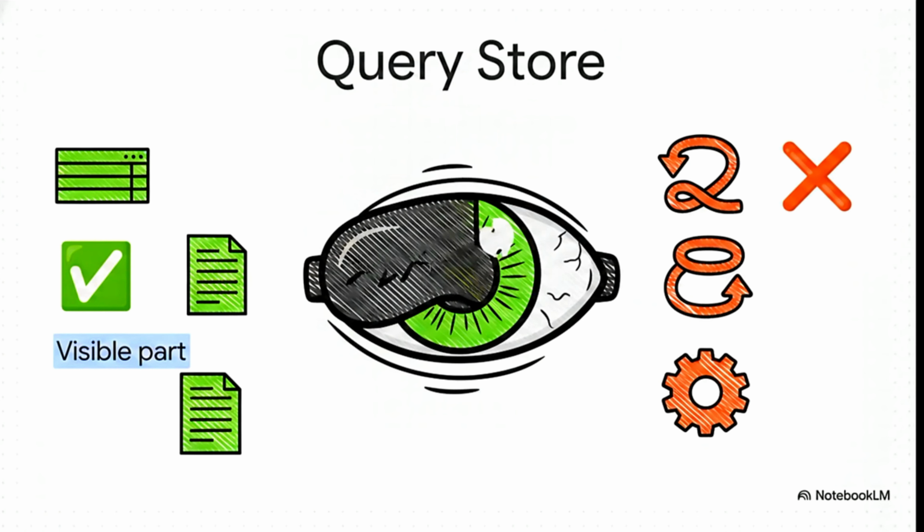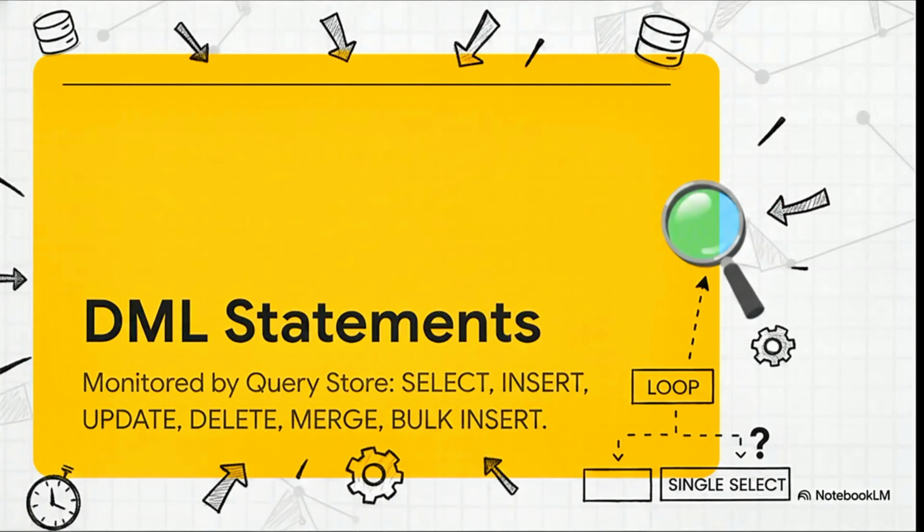It strictly tracks data manipulation language, or DML. It completely ignores data definition language, DDL, and control flow statements like our while loop. To be super precise, whenever you are conducting your own future performance investigations, just remember this rule. Query Store is going to capture your select, insert, update, delete, merge, and bulk insert statements.